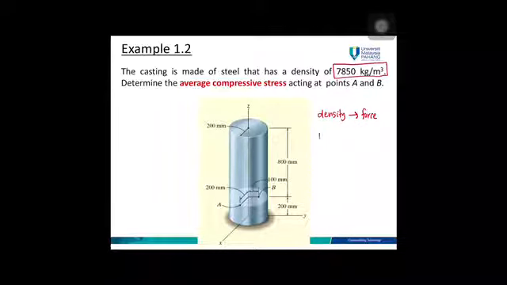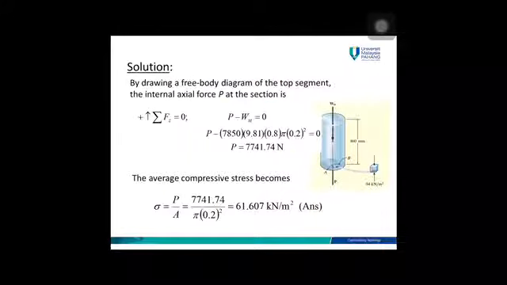Please take a look at the unit, kilogram per meter cube. So you need to times weight, you need to times weight to cancel out the meter cube. Okay, this is the solution. Your answer will be 61.607.